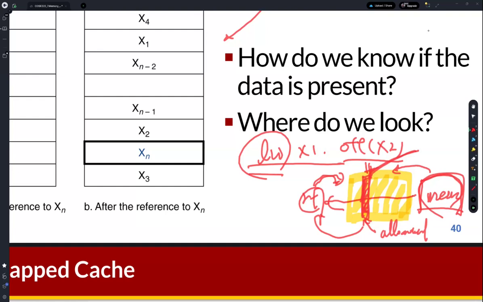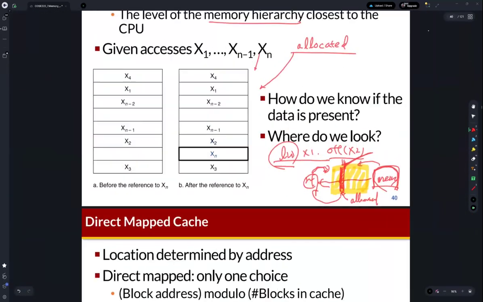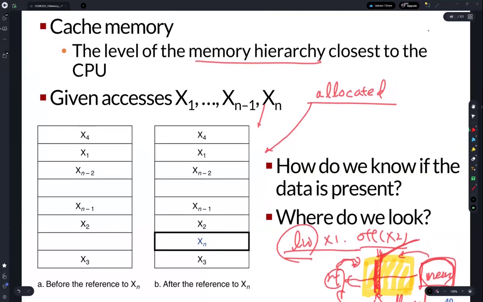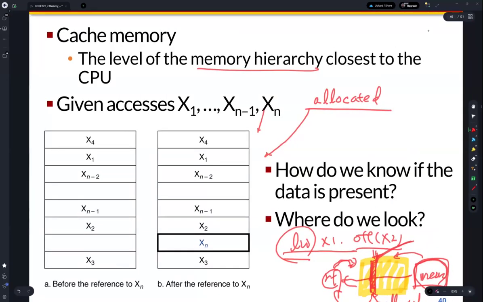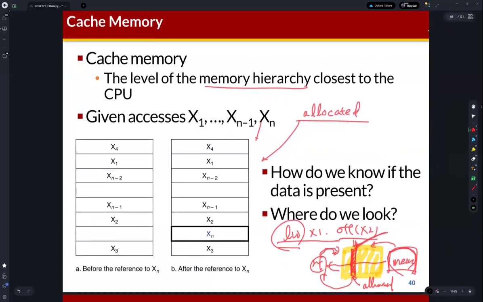What does it mean? Cache is checked, but if the data is not found in the cache, then it means the data needs to be transferred from the memory. Then when the data is transferred from the memory, this data is also allocated in the cache. Okay, this is how the cache caches the data, how the cache allocates the data.